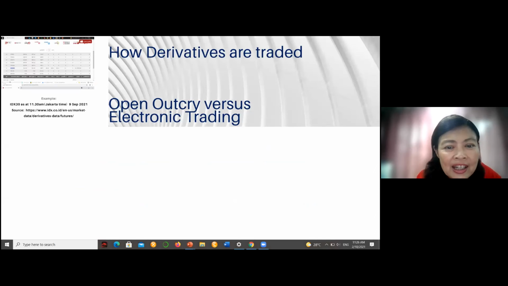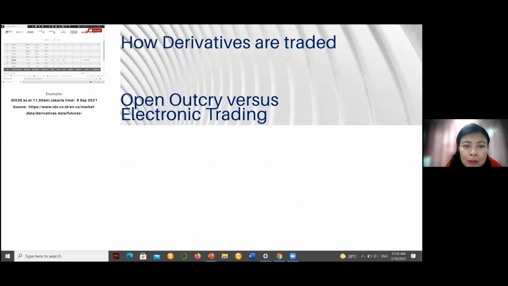Then, of course, last time the exchange traded were open outcry. But now you don't see those kinds of cowboy markets anymore. It's very nice, you can see the open outcry.